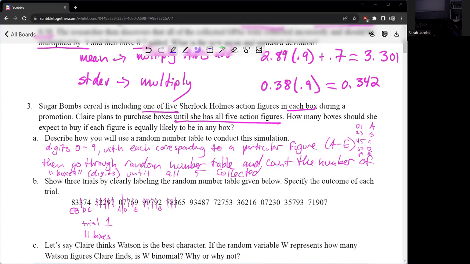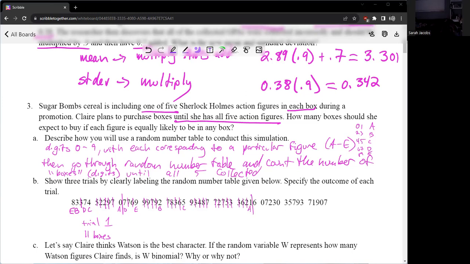6 is also a figure D, which we have. We are looking for C's and A's at this point. 5 is a C, so here's our first C. 9 is an E, 3 is a B, 4 is a C, E and D and D and B, and 7 is another D, 5 is another C, 3 is another B, and we keep going, and here's finally an A. That took a ton of boxes.